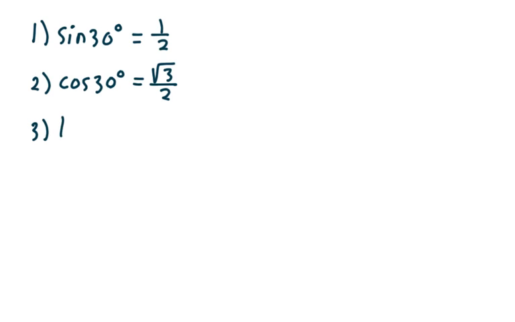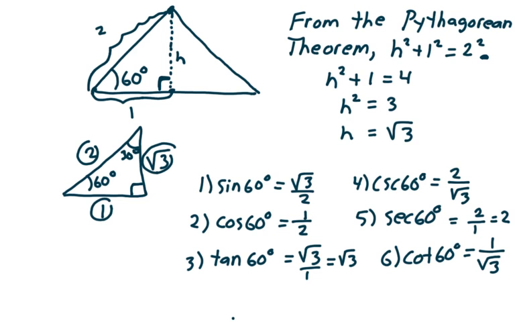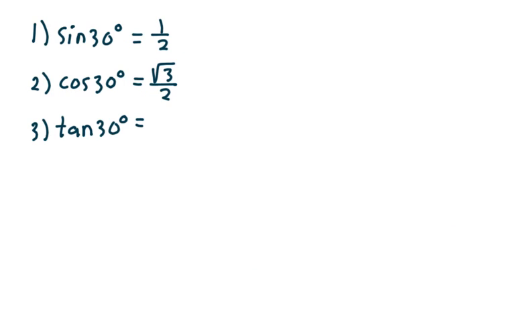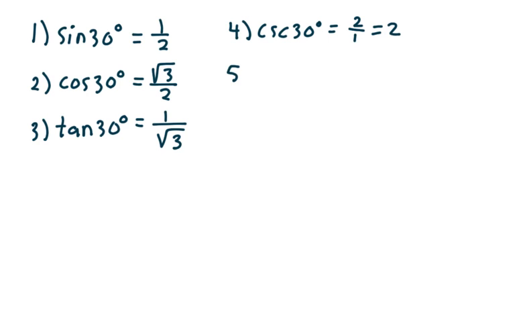Now, tangent of 30 degrees, well, the opposite side to angle 30 is 1, and the adjacent side to angle 30 is square root of 3. So you get 1 over square root of 3. And then number 4, if we did cosecant of 30 degrees, that's 2 over 1, which is 2. And then number 5, secant of 30 degrees is 2 divided by square root of 3. So I'm just taking the reciprocal of square root of 3 over 2.